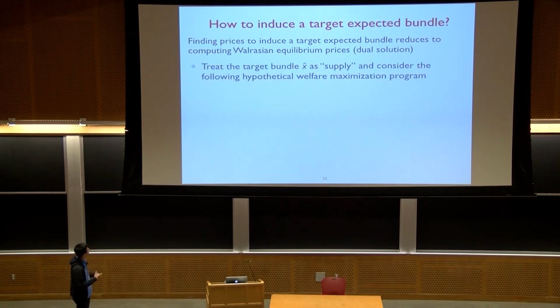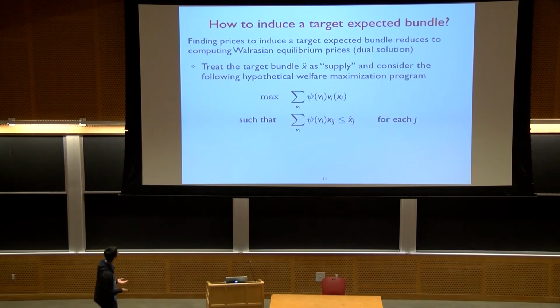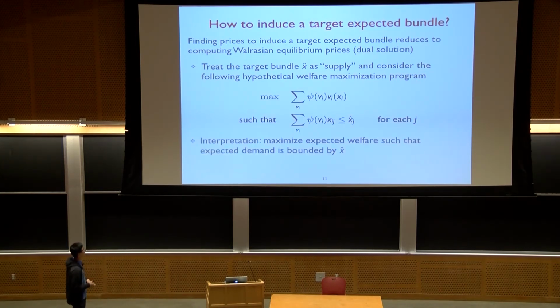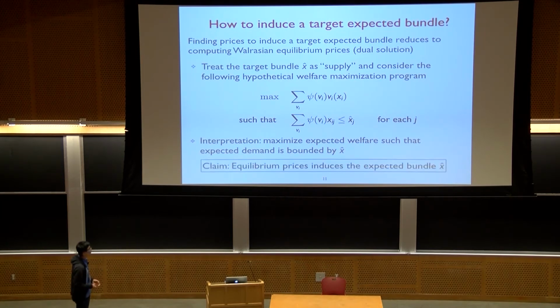More formally, given the expected bundle X hat, we can treat X hat as a kind of supply constraint and consider the following hypothetical welfare maximization program. You can think of each buyer I as showing up with valuation VI with probability psi of VI, and we want to maximize this expected welfare subject to this expected supply constraint. We can show that the dual solution for this welfare maximization program, or the equilibrium prices, actually induces the expected bundle X hat.